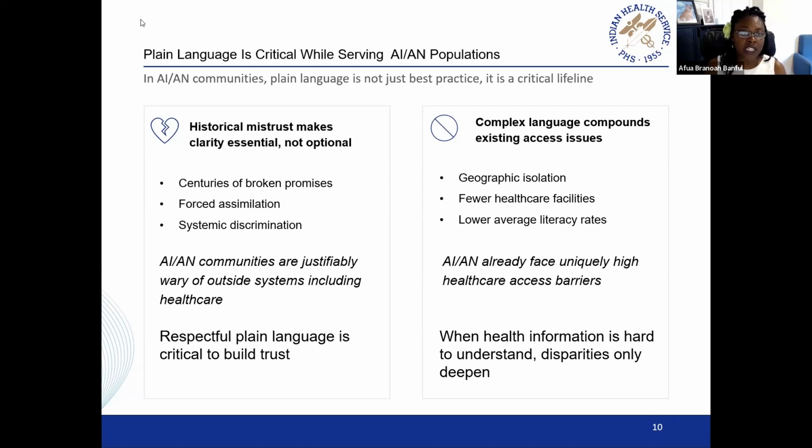I do want to hear your thoughts on this. I know we don't have some of our clinical folks on the call live, but what does this aspect of the fact that we need to be even more careful within the AIA communities, how does that resonate with you?